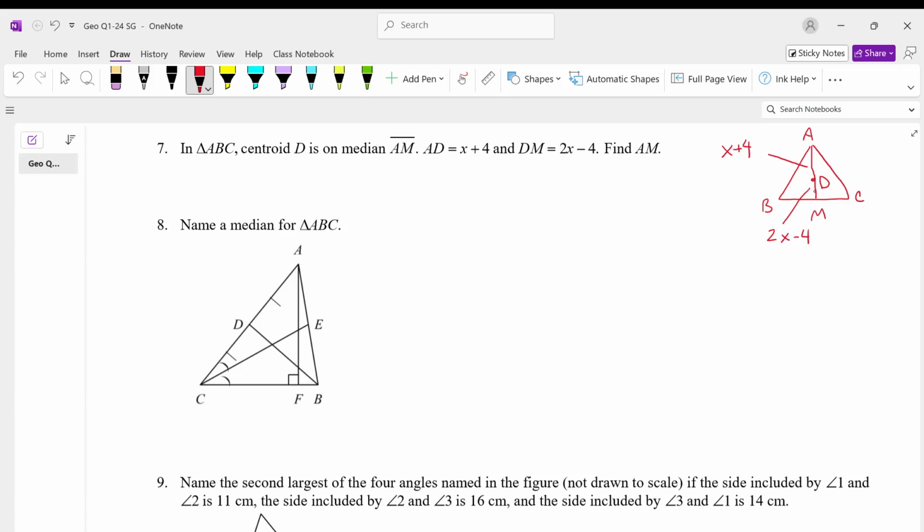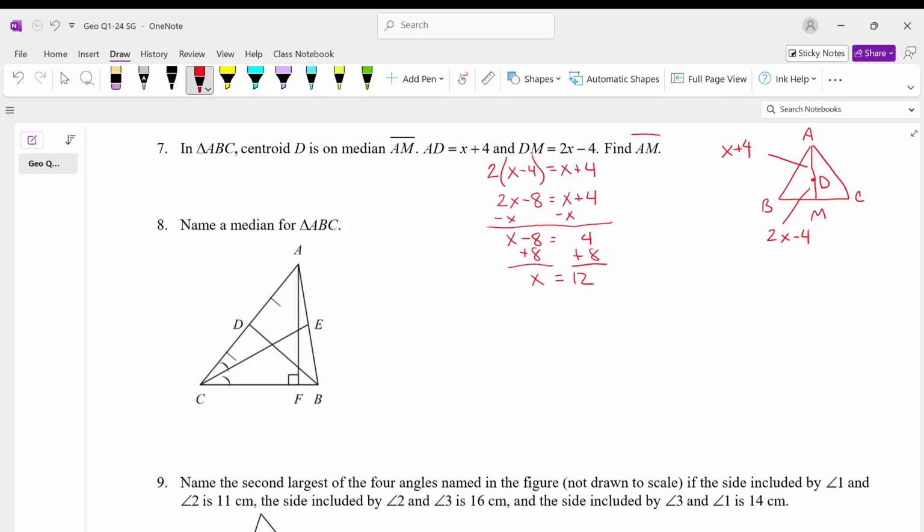We said that this shorter piece times 2 equals the longer piece. So we're going to do 2 times (2x minus 4) is equal to x plus 4. Wait, as stated: 2 times x minus 4 is equal to x plus 4. With the distributive property, we get 2x minus 8 equals x plus 4. Subtract x from each side, and x minus 8 equals 4. Add 8 to each side, and we get x equals 12.